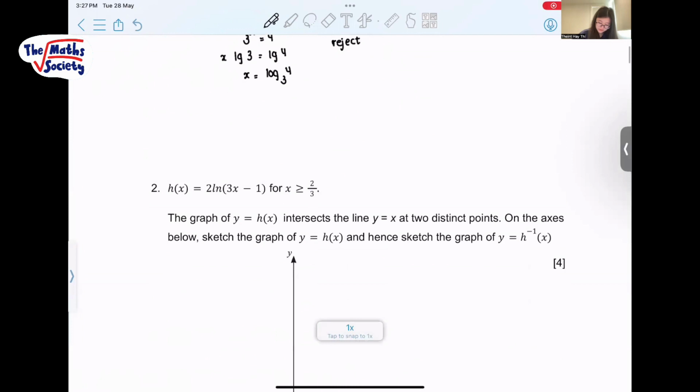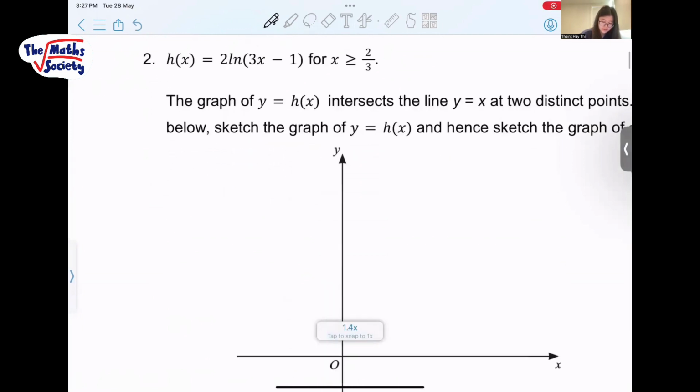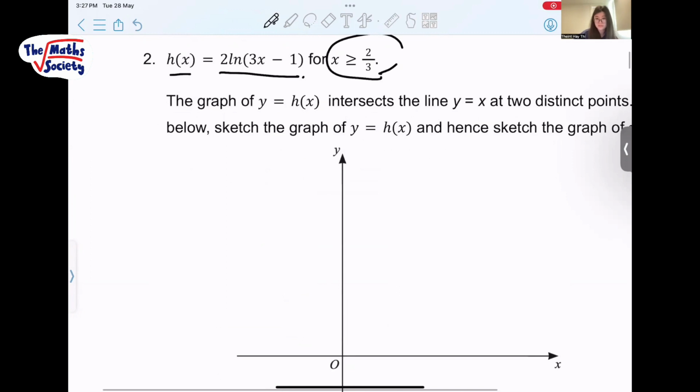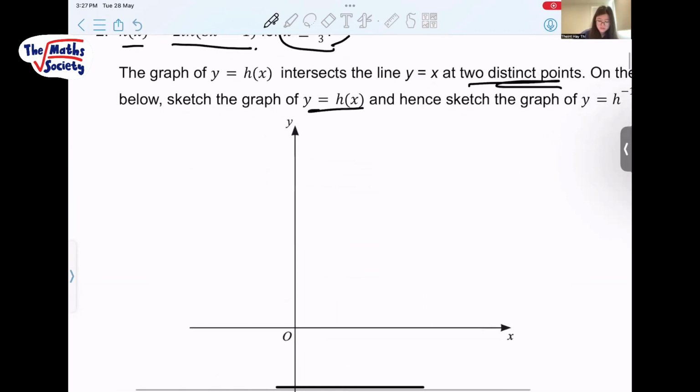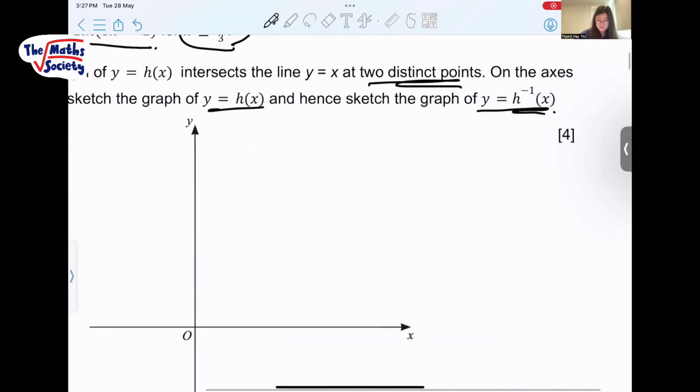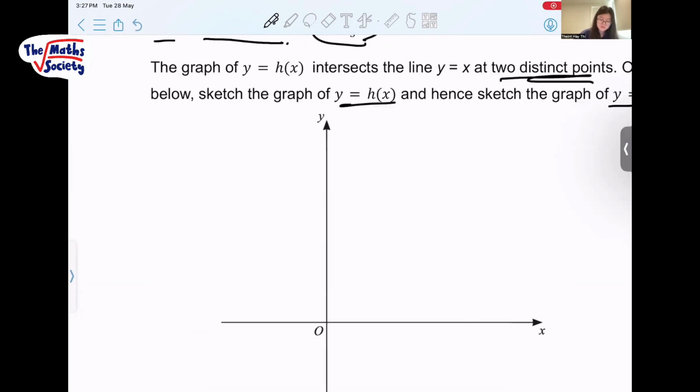And then let's do question 2. So question 2 says that h of x is equal to 2 ln(3x minus 1) for x greater than or equal to 2 by 3. So we have intersection at 2 distinct points between y equal to h of x and y equal to h inverse x. We know that h inverse x is just going to be a mirror of h of x, so we'll find the intersection for h of x first.